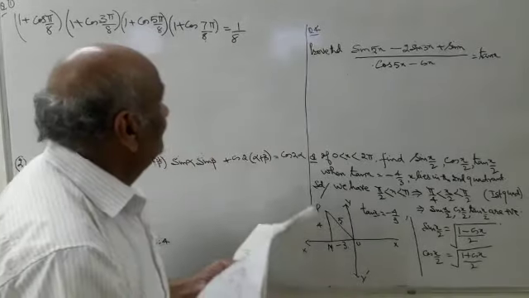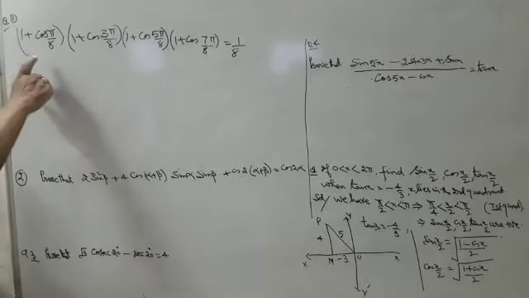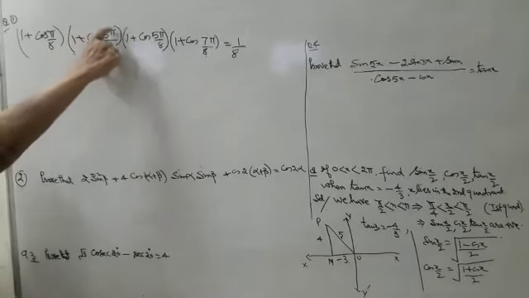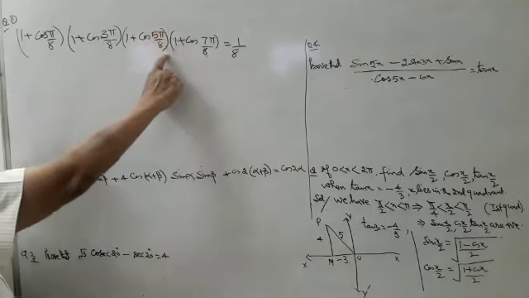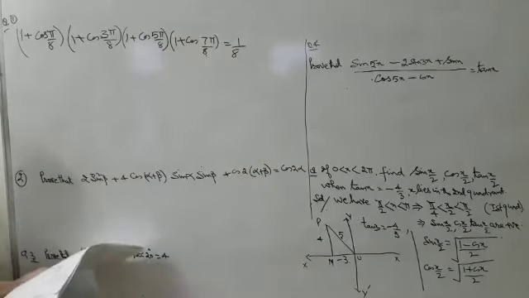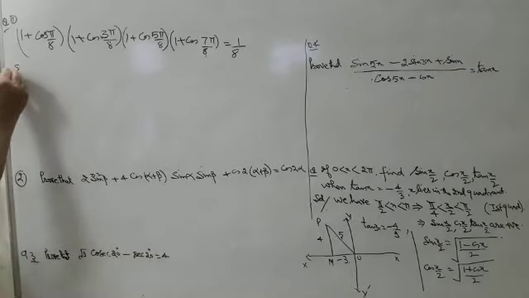So to start with, the very first question before you, please note down: 1 plus cos pi by 8, 1 plus cos 3 pi by 8, 1 plus cos 5 pi by 8, 1 plus cos 7 pi by 8 is equal to 1 by 8. This we have to prove. Note this first. I will put up the solution before you.